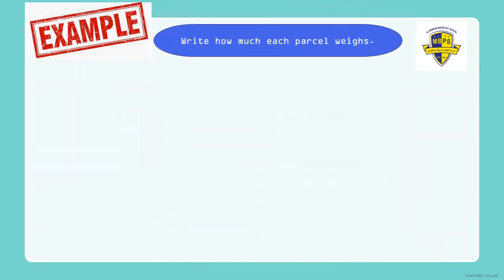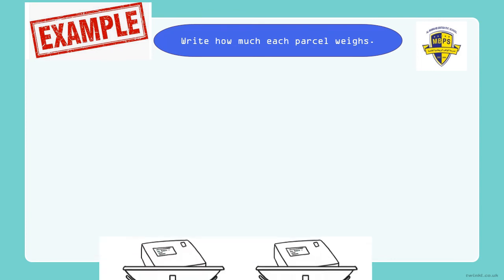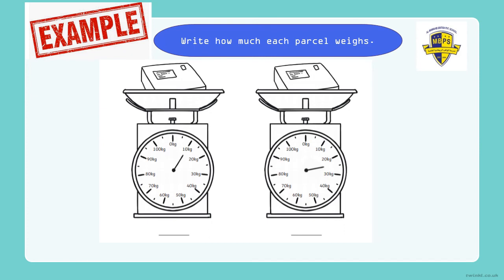One more example. Write how much each parcel weighs. Okay. Look at the first one. How much does this weigh? Good, it is pointed to 10 kilograms. Excellent. And the second one, this is 25 kilograms. Good job.